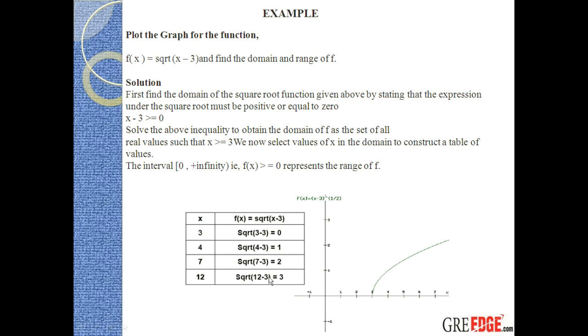Ankita, actually, see, f of x is along the y-axis, right? So x is only taking values from 3, whereas on the y-axis f of x is taking values from 0 to 3. So that is why it's given from 0 to infinity.